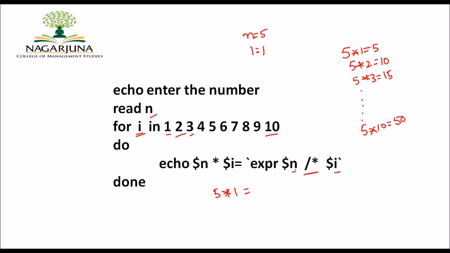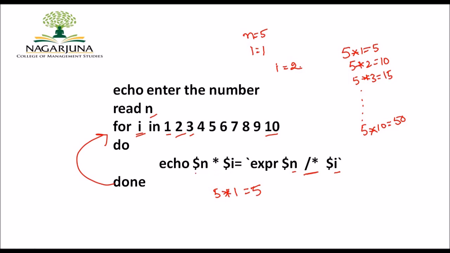So now the value of n is 5, 5 into I, the value of I is 1. So 5 into 1 is 5. Now the control is again given back to your for loop, where I this time takes the value 2. So I will be 2 this time.